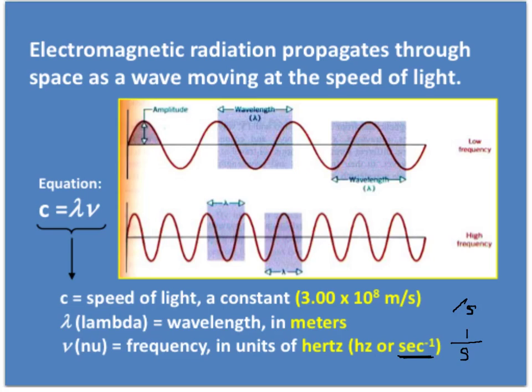Alright, so keep this in mind. c is equal to lambda nu. The speed of light is equal to the wavelength of the wave times its frequency.